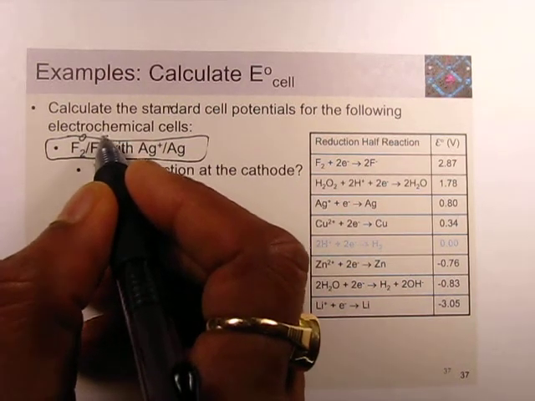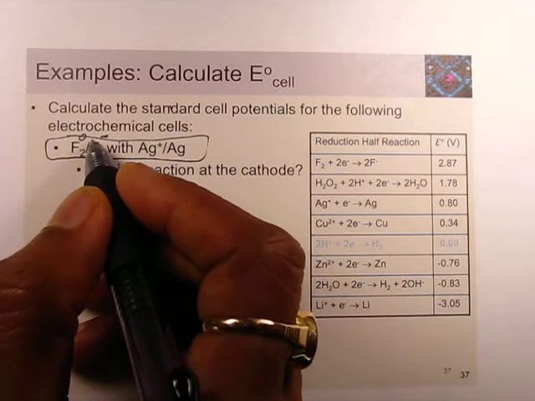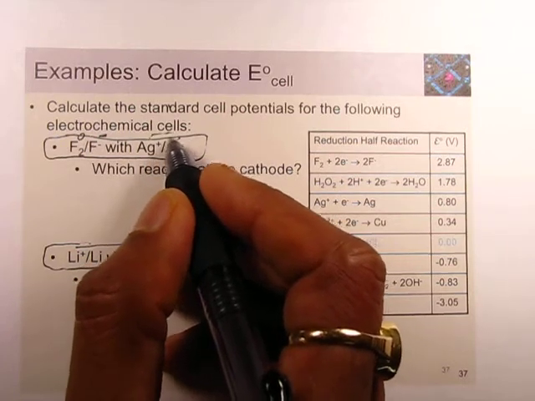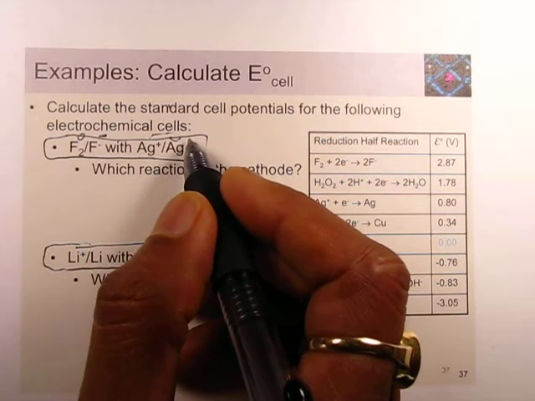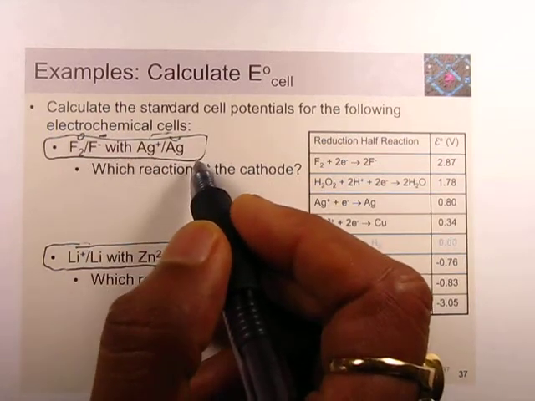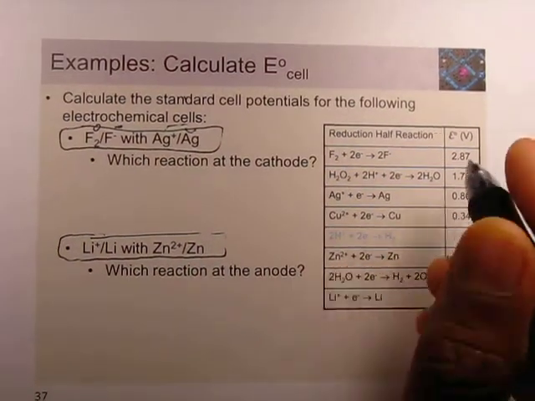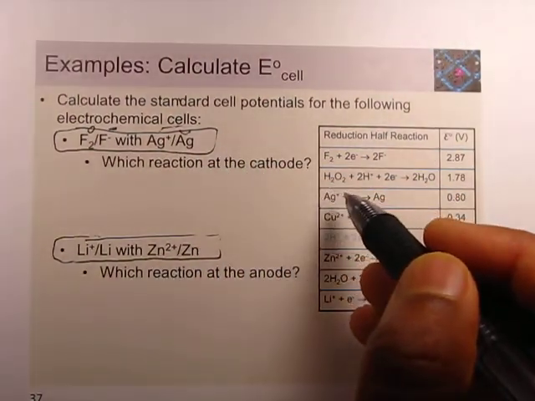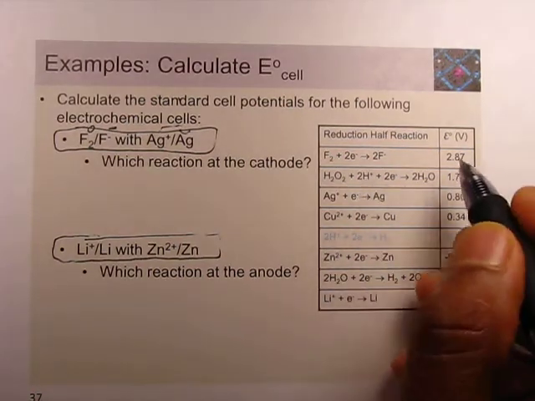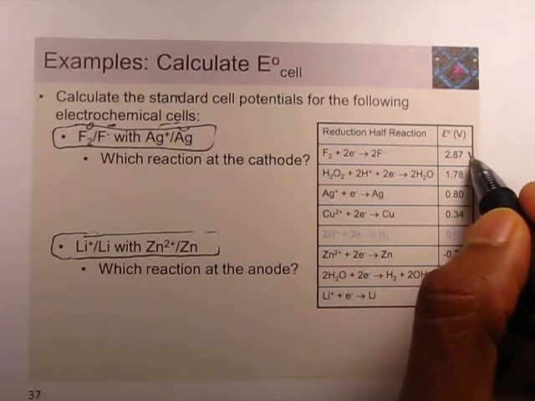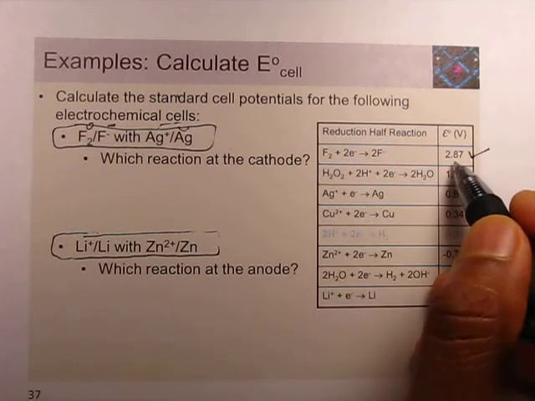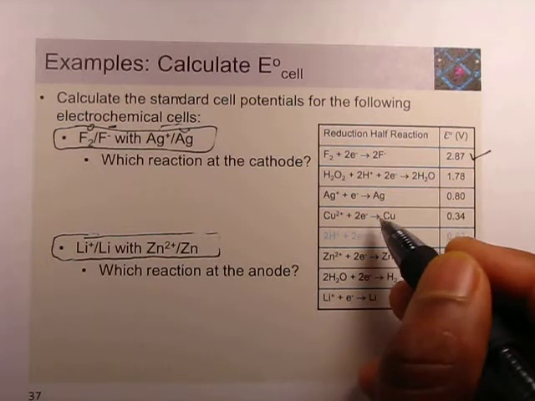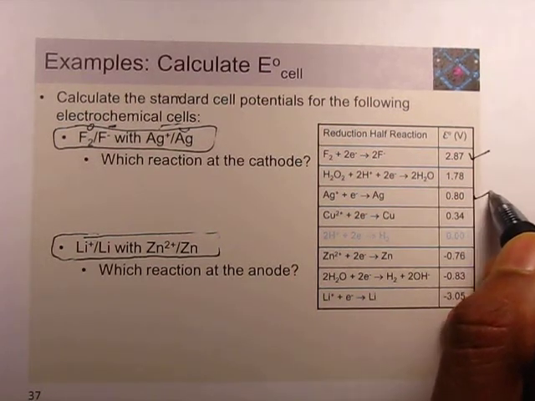So it is showing that fluorine is accepting or gaining electrons, and silver ion is also gaining an electron, going from plus to 0. So both are written in the reduction form. How will we figure out which reaction will occur at the cathode and which reaction will occur at the anode? Here we have to pay attention to the E cell potential value. For fluorine it is 2.87 volt, and for silver you can see it is 0.80.